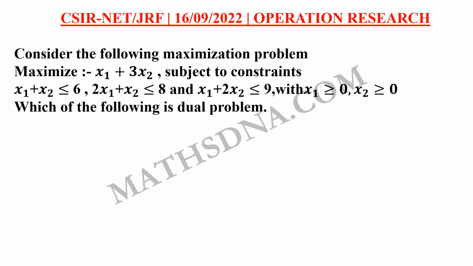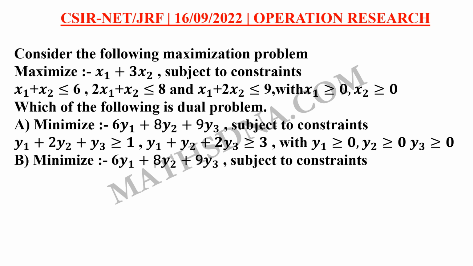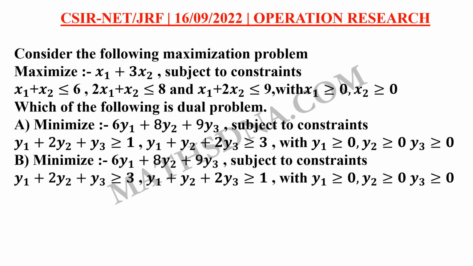Then which of the following is the dual problem? The options are A. Minimize 6y1 plus 8y2 plus 9y3 subject to constraints: first one, y1 plus 2y2 plus y3 greater than equals to 1, and y1 plus y2 plus 2y3 greater than equals to 3, with non-negative conditions y1, y2 and y3 greater than equals to 0. Option B, same as option A, but in the constraints, the first constraint is now greater than equals to 3 and second is greater than equals to 1.